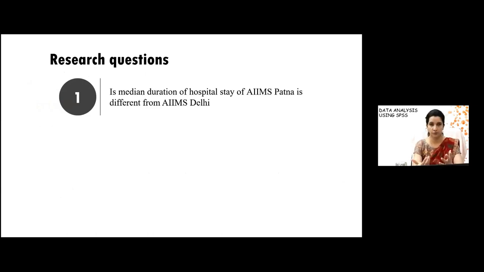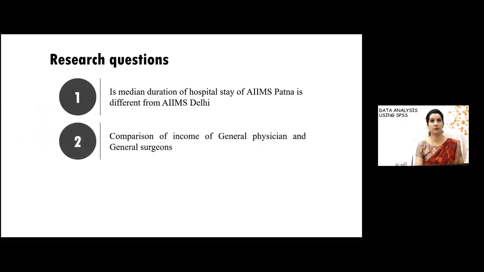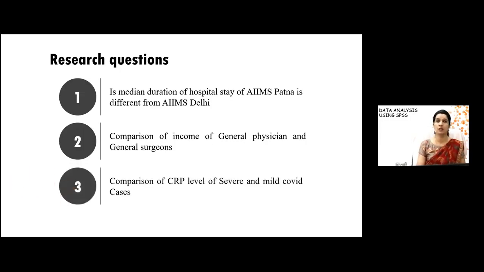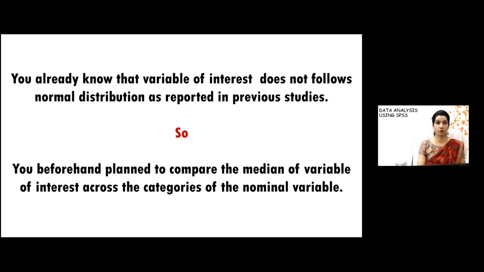There are a few variables which are known not to follow a normal distribution, like the duration of hospital stay. It will never follow a normal distribution. So the question could be: is the median duration of hospital stay at AIIMS Patna different from AIIMS Delhi? If that is my research question, I will use the Mann-Whitney U test. Or a comparison of income of general physician and general surgeon, or a comparison of CRP level of severe and mild COVID cases. Again, it will not be normally distributed.